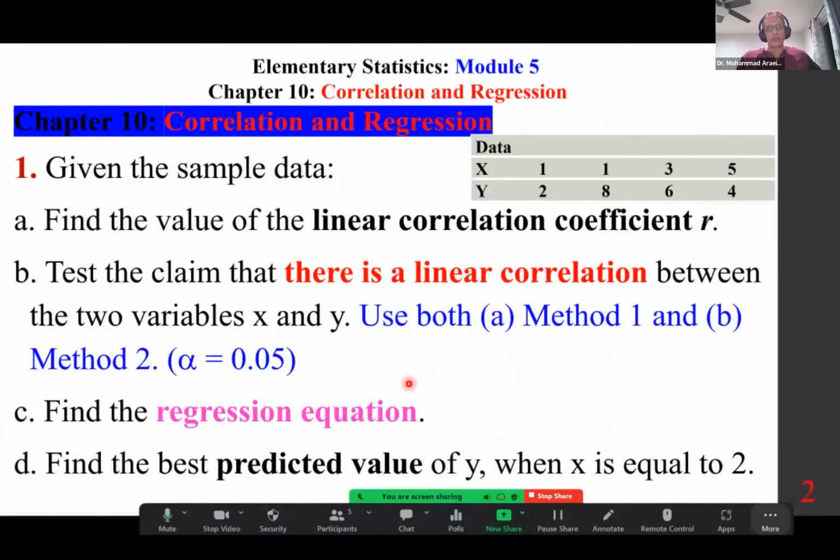Could somebody read this question, please? Given the sample data, find the value of the linear correlation coefficient r. B, test the claim that there is a linear correlation between the two variables x and y. Use both A, method 1, and B, method 2, with alpha being 0.05. C, find the regression equation. D, find the best predicted value of y when x is equal to 2.